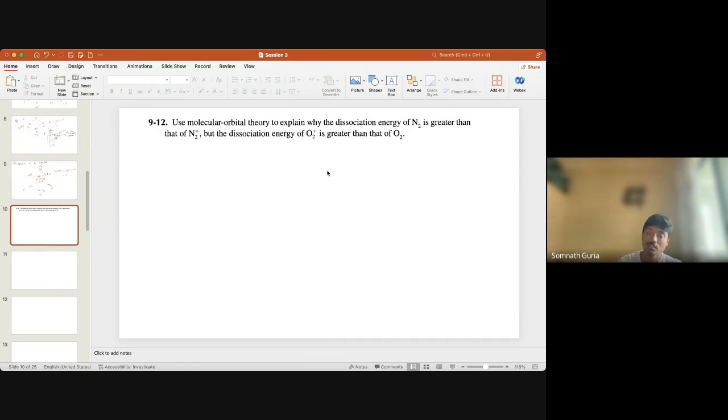nitrogen molecule? As we previously discussed, the bond order in the N2 molecule is 3, right? Now let's solve the N2 plus, right?